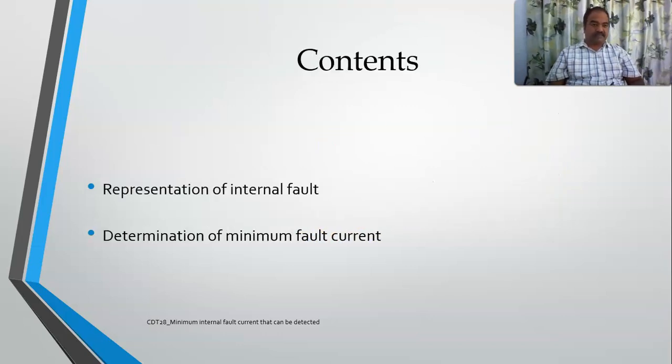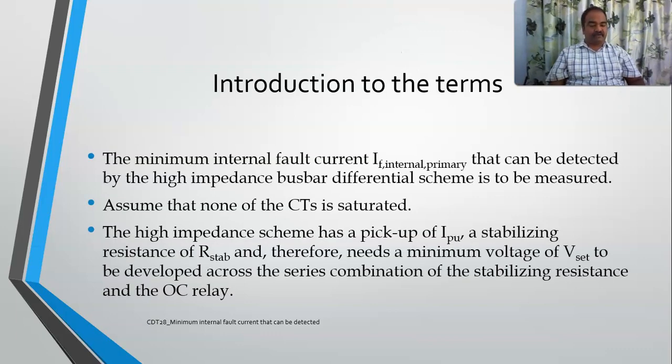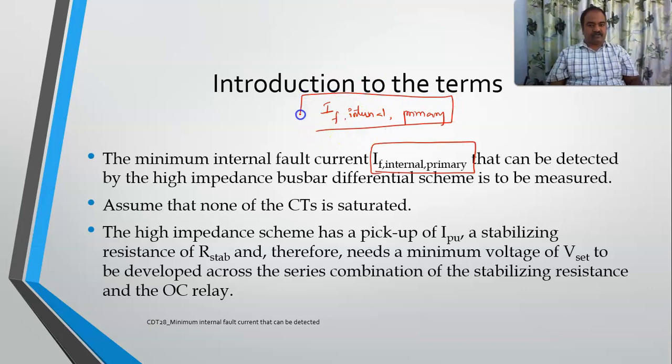I'll start with the representation of internal faults. We'll take a single phase bus bar system, and then I'll show you what actually an internal fault is, and then we will try to determine an expression for the internal primary fault current. Let us define this particular one. The minimum internal fault current is defined by this particular term, I fault, due to internal fault, and I'm more concerned about primary currents, not the secondary currents, right? So this is to be determined today.